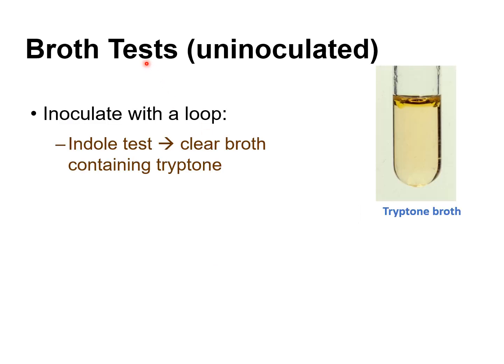We're going to talk about another broth test, and this one is called the indole test. And the indole test broth is called the tryptone broth because it contains tryptone. Tryptone is actually like a protein that is made up of multiple peptides. And we'll talk about what this test tests for, but this is how its broth looks uninoculated. Okay, it's kind of that clear, very faint, yellowish color.